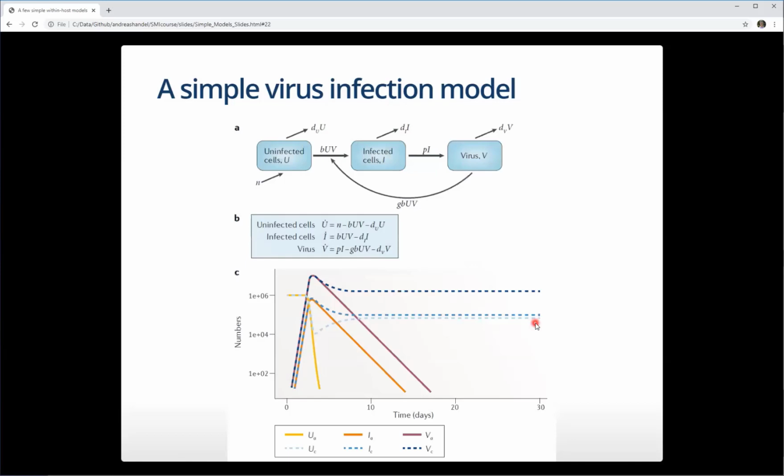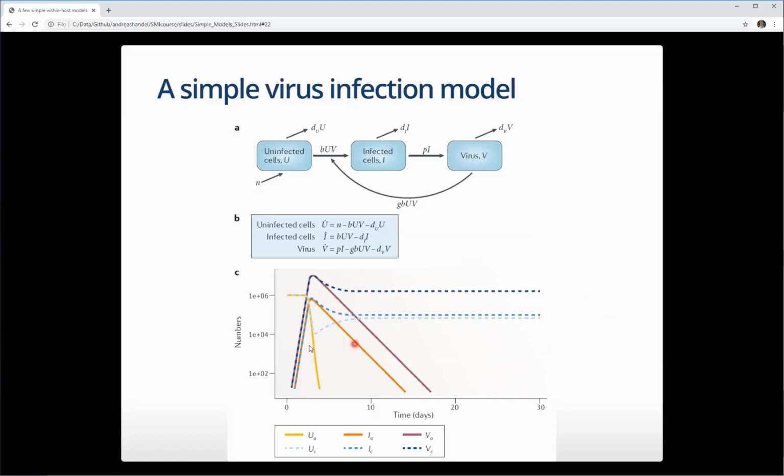So if you run this model, again, you can get different results. If you don't have any births and deaths of uninfected cells, you just get something that can look like an acute virus infection. So a virus comes along, you get sort of an outbreak within the host, and then your uninfected cells drop enough that you don't have any more left, and then your virus decays. If you have production of uninfected cells, then you can get something that's more like a chronic infection.